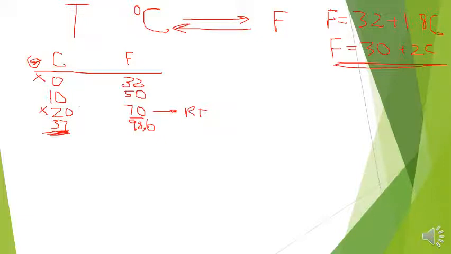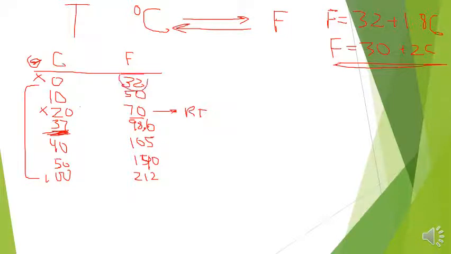Okay, 40 degrees is about 105 degrees, and that would be hot outside. Okay, 50 degrees is about 150 degrees, okay? Or 140 degrees. And then 100 degrees Celsius is 212, where water boils. And you can see that both these values, 0 and 100, are determined by what happens to water.